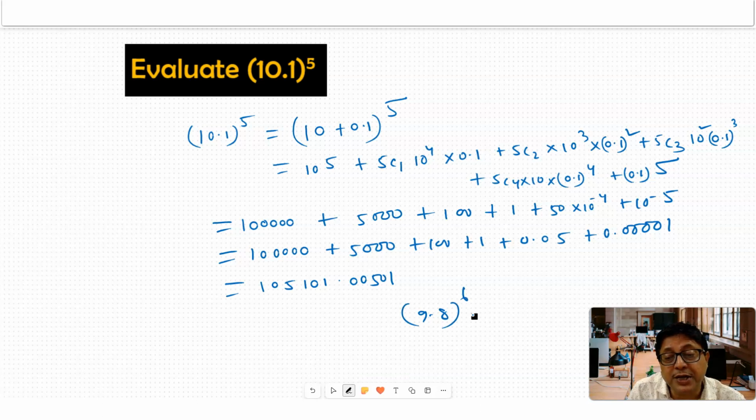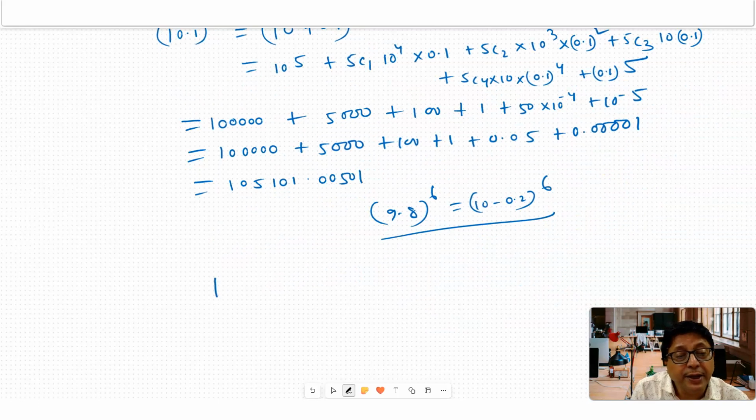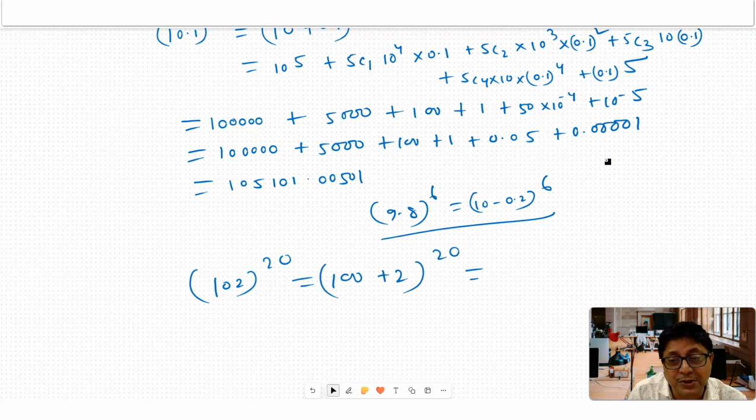Not only 10.1 to the power 5, there may be 9.8 to the power 6. You have to change your strategy. You will write this as (10 - 0.2) to the power 6. Go for binomial expansion and do it. Not only that, the question may be like finding 102 to the power 20. Again you will write this one as (100 + 2) to the power 20. Such a big calculation. Hope you will not be asked, but if they ask, then you can get its value.